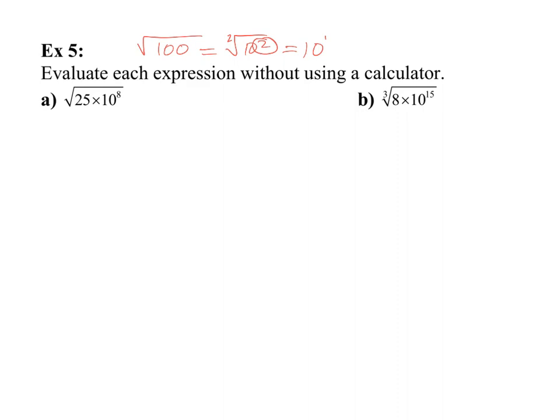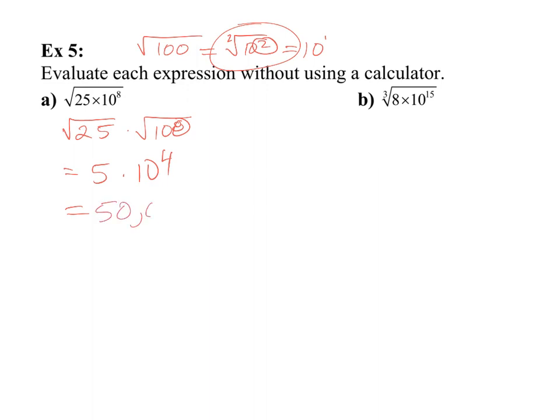So for part A, we're going to take this expression and break it up into two parts using the product property for radicals. Now I know the square root of 25 is 5. Now what's the square root of 10 to the 8th? Well, going back to what we did here, we know that we just take the exponent and we cut it in half. So it's 10 to the 4th. And then this just means I'm going to add on 4 zeros. So I end up with 50,000.